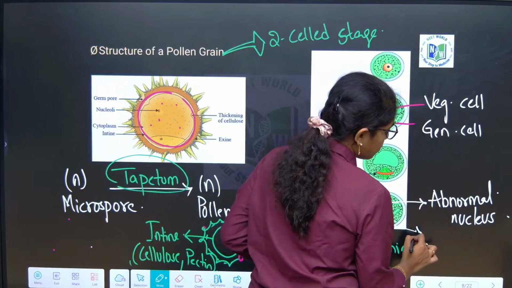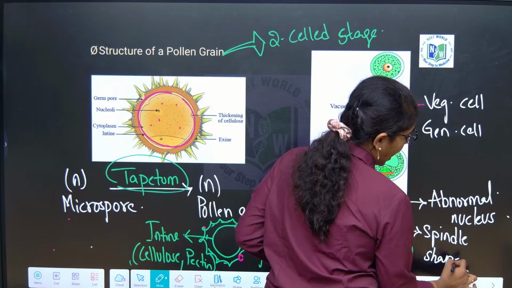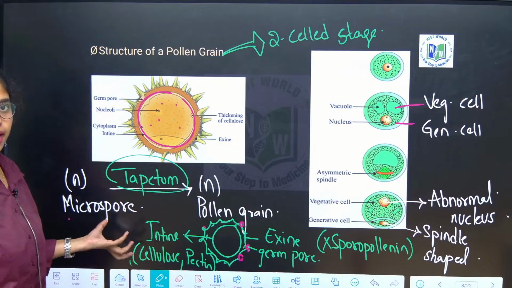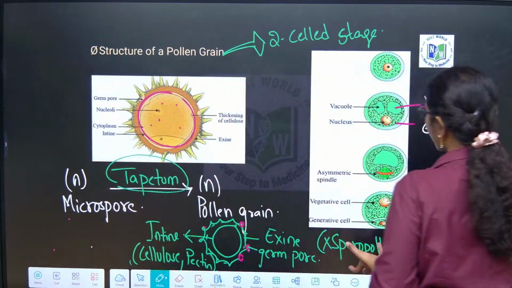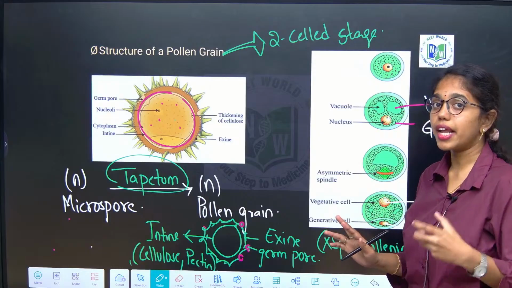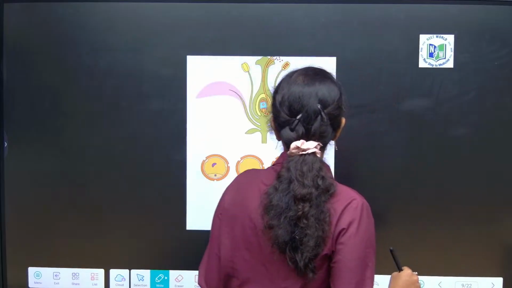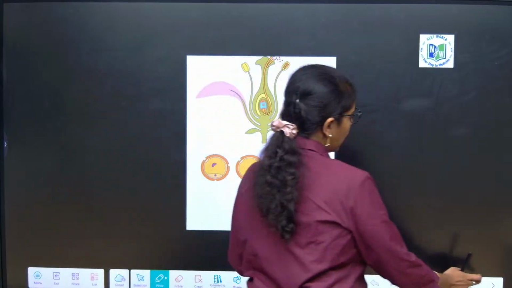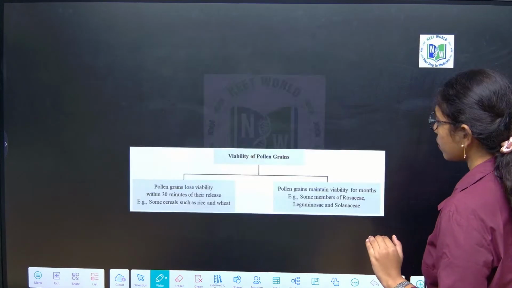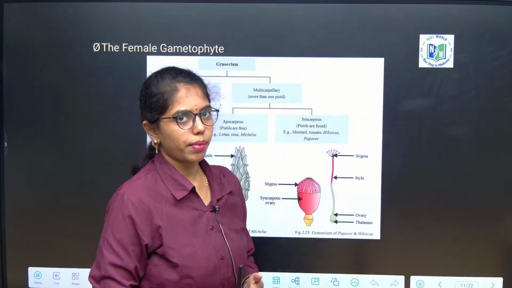And the generative cell has a spindle shaped nucleus. This is all about the pollen grains. Clear? The structure of the pollen grain and the two-celled stage of release, which has a vegetative cell and a generative cell. Generative cell has a spindle shaped nucleus, vegetative cell has an abnormal shaped nucleus. That is it. Now we will clearly understand the female gametophyte structure also, and then we will go for pollination processes.